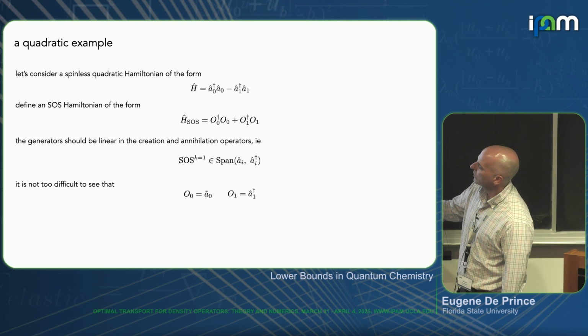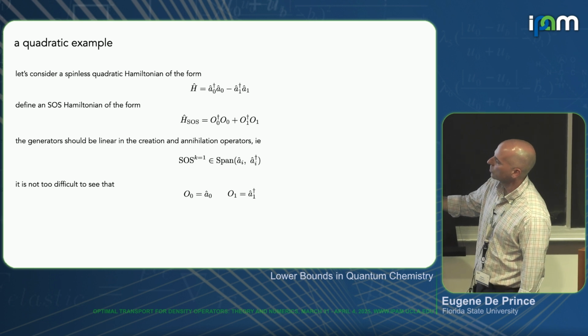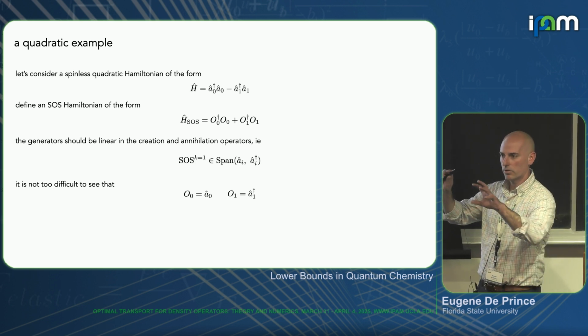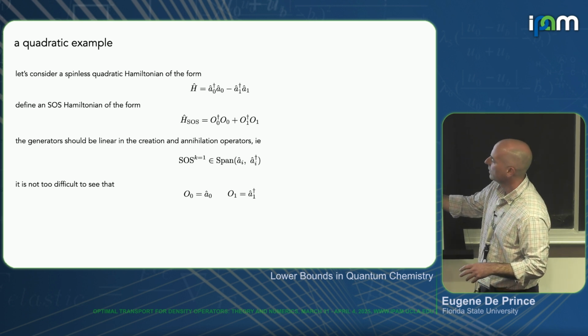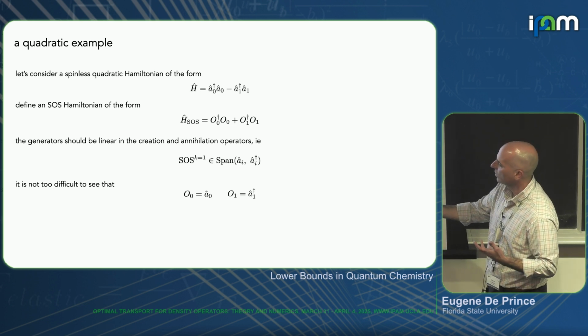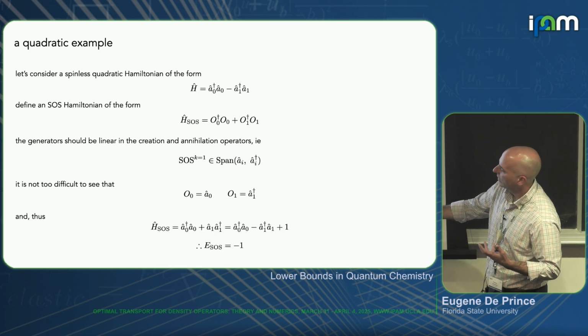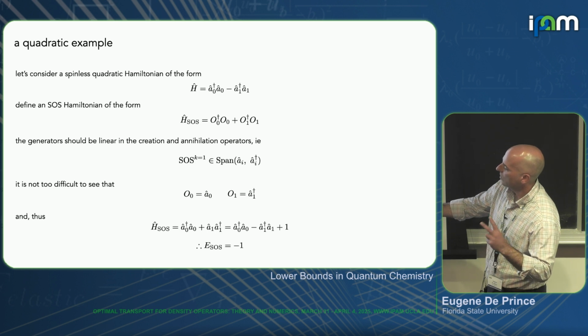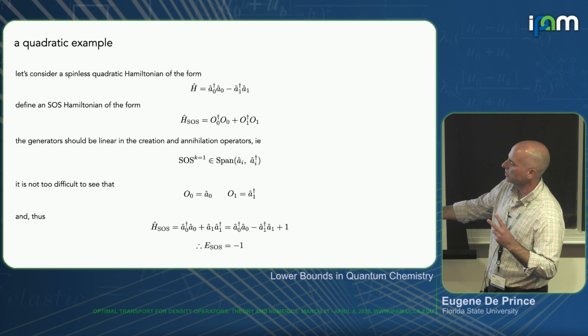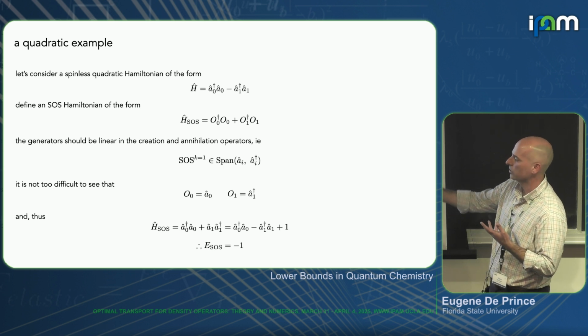The generators for these operators should be linear in the creation and annihilation operators, so they should look like annihilators or creators. And then you take Hermitian products of them, and you get the things we're looking for. It's not too difficult to see if I choose O0 to be A0 and O1 to be A1 dagger, then I get a Hamiltonian that looks like this, and then I use my anti-commutation relations for these operators, and now I have something that looks exactly like my original Hamiltonian plus a constant. So this tells me the SOS energy is equal to -1. So the ground state energy of this Hamiltonian is -1.